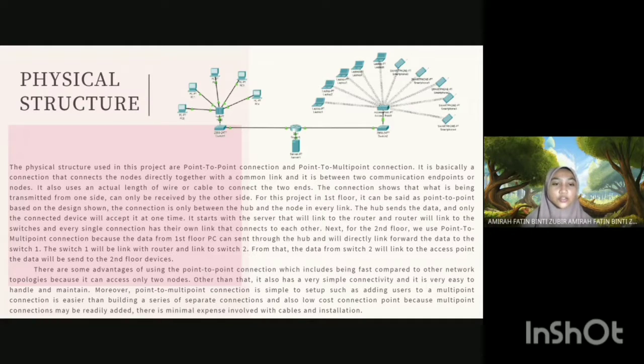There are some advantages of using point-to-point connection, which include being fast compared to other network topologies because it can access only two nodes. Other than that, it also has very simple connectivity and is very easy to handle and maintain. Moreover, point-to-multipoint connection is simple to set up, as adding a user to a multipoint connection is easier than building a series of separate connections. It is also a low-cost connection point because multipoint connections may be readily added. There is minimal expense involved with cable and installation.